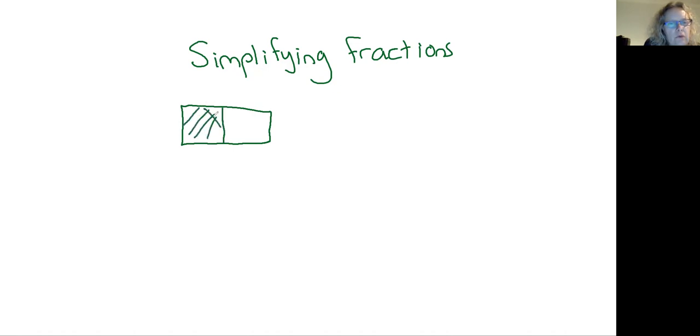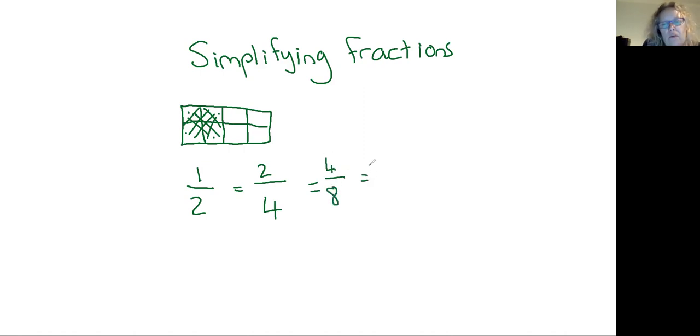So first of all, I can cut it into 2 pieces and I can give you one of them. Or I can cut the same thing into 4 pieces and I can give you 2 of them. I could cut it into 8 pieces and give you 1, 2, 3, 4 of those. I could cut it into 200 pieces and then you would get 100 pieces.